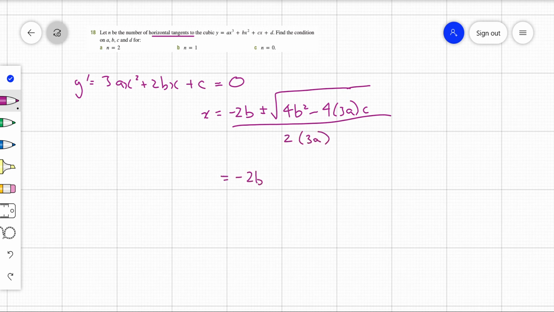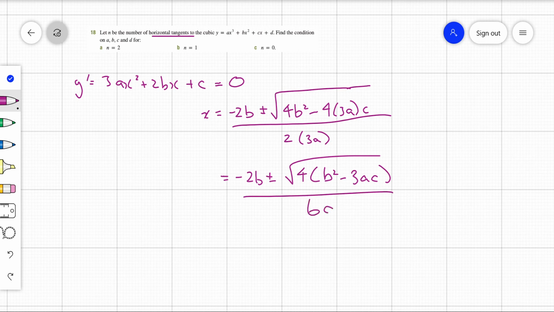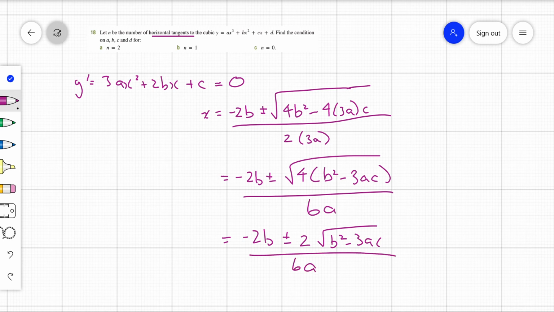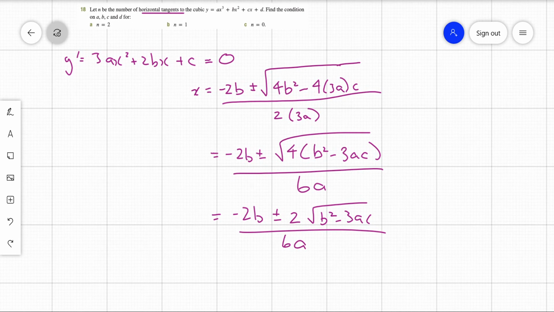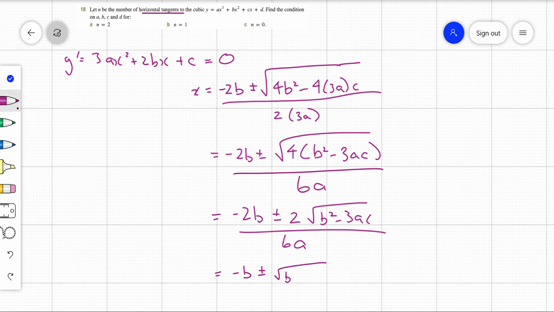So minus 2b plus or minus, you can see that we're going to be able to factorize. I'll do it here, inside by 4, so we have b squared minus 3ac on 6a. So everything is going to be divisible. So root 4 is 2, so I'm going to have 4 b squared minus 3ac on 6a. And everything there is divisible by 2, so negative b plus minus square root b squared minus 3ac on 3a.